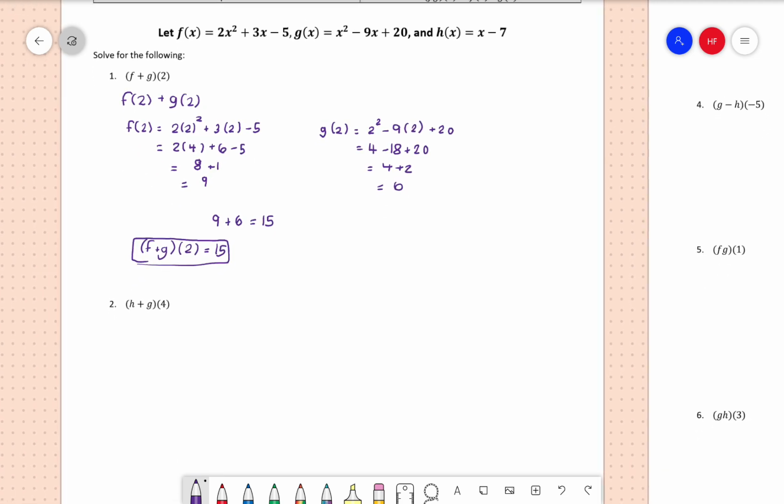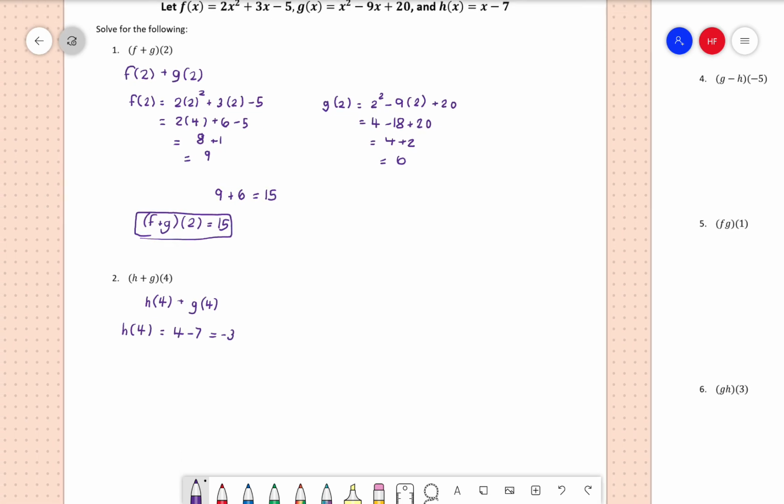So we'll do the same thing on number 2. We've got h plus g of 4. So now we're taking the function h at the point 4 and adding the function g at 4. So let's do h of 4 first. H of 4 would be 4 minus 7, which is negative 3.